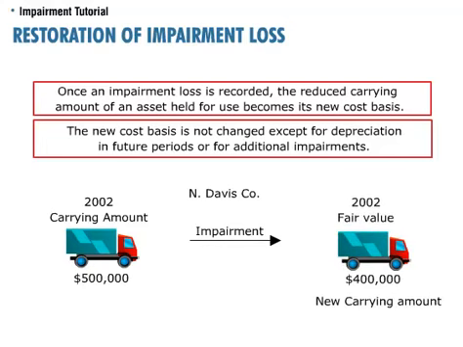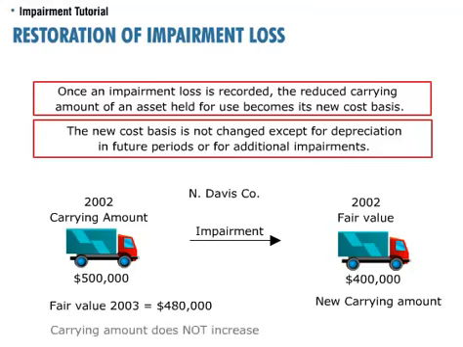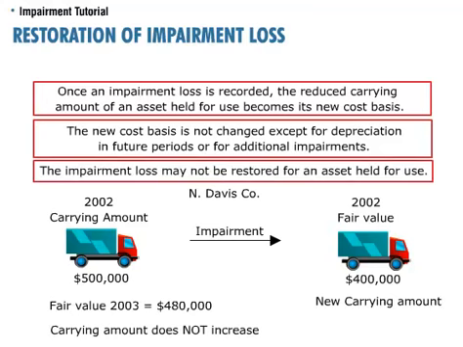At the end of 2003, assume that the fair value of the asset is $480,000. The carrying amount of the asset should not change in 2003 except for the depreciation taken in 2002. The impairment loss may not be restored for an asset held for use. The rationale for not writing the asset up in value is that the new cost basis puts the impaired asset on an equal basis with other assets that are not impaired.